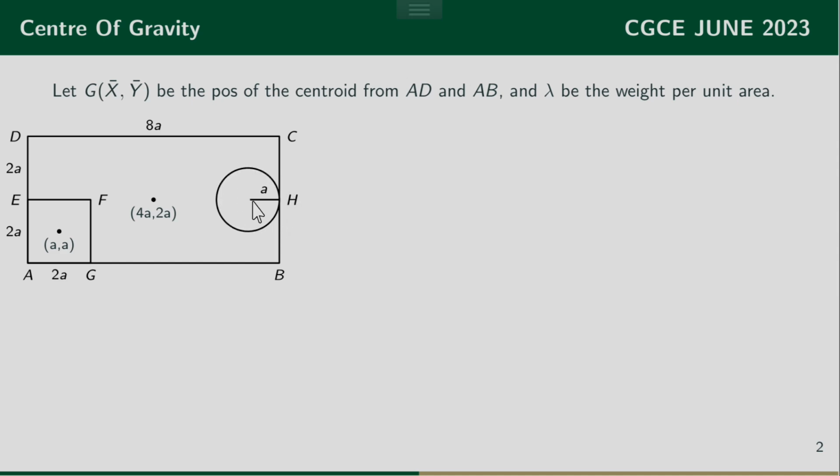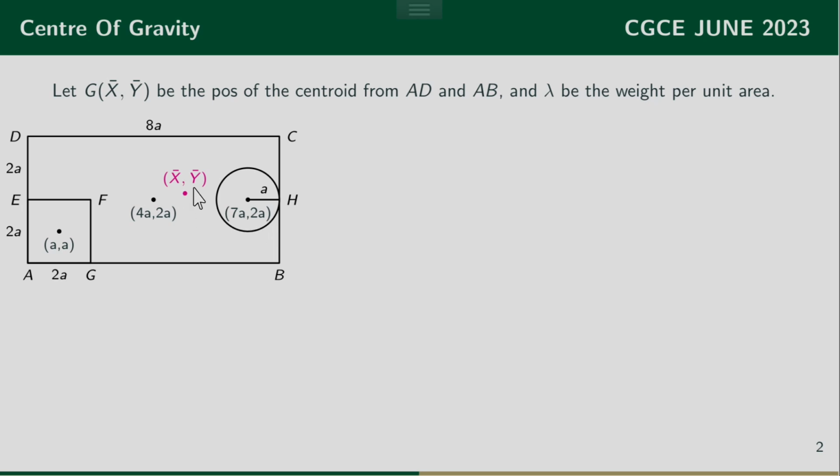The centroid of the circle is at its center, but we are measuring that distance from the side AD. So if from the center to the point H is a, then the remaining distance, which is 7a, will be the x-coordinate of the centroid of this circle from AD. And of course, since H is the midpoint of BC, the y-coordinate will just be half of 4a, which is 2a. So the centroid of the circle will be at the point (7a, 2a).